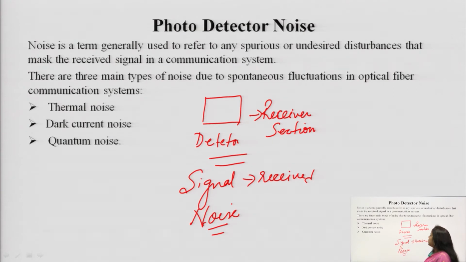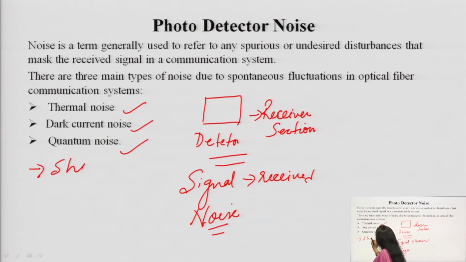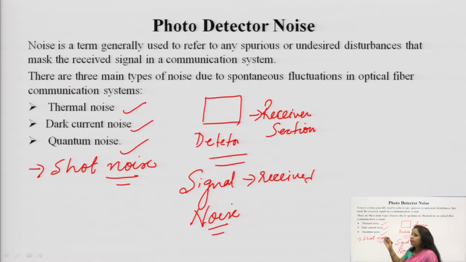There are three main types of noise due to spontaneous fluctuations in the optical fiber. So, these are some of the important types of noise which arise in optical communication due to spontaneous fluctuation. The first one is thermal noise, then dark current noise, and quantum noise. There also exists one more type of noise, that is shot noise. So, we can say that we have four main types of spontaneous noise which occur in optical communication due to spontaneous fluctuation. So, now we are going to study these four types of noise one by one.